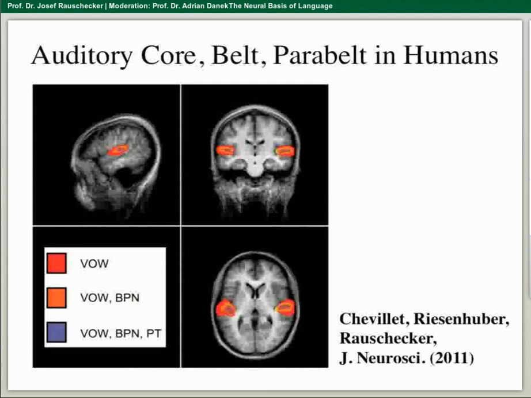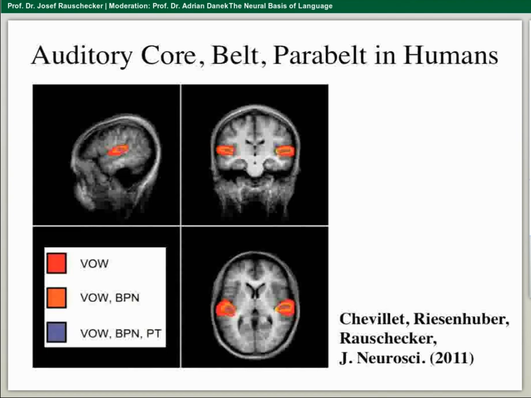You can see the temporal lobe here, and depending on where you put your slice in, you can find auditory cortex quite nicely. Then we stimulate with sounds of different types: pure tones, bandpass noises, as we used in the monkey, and vowels as the simplest form of a speech sound.